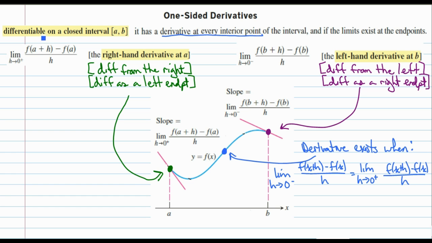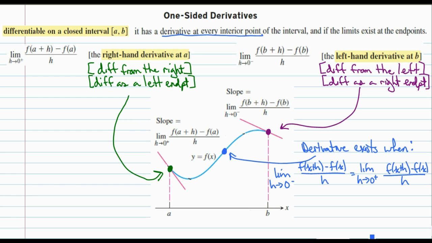All right, so again, for a function to be differentiable on the closed interval, it has to have a derivative at every interior point, and the limits exist at the endpoints. So we have, much like continuous and having a limit, differentiable from the right, or differentiable as a left endpoint, as h approaches 0 coming in from the right here. Or we can have a point that is differentiable from the left, or differentiable as a right endpoint, a left-hand derivative, over here, assuming that the limit as h approaches 0 from the left has a slope.